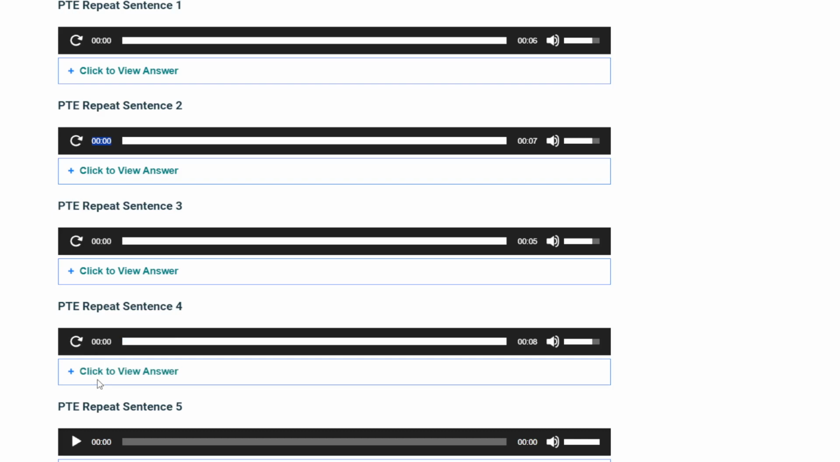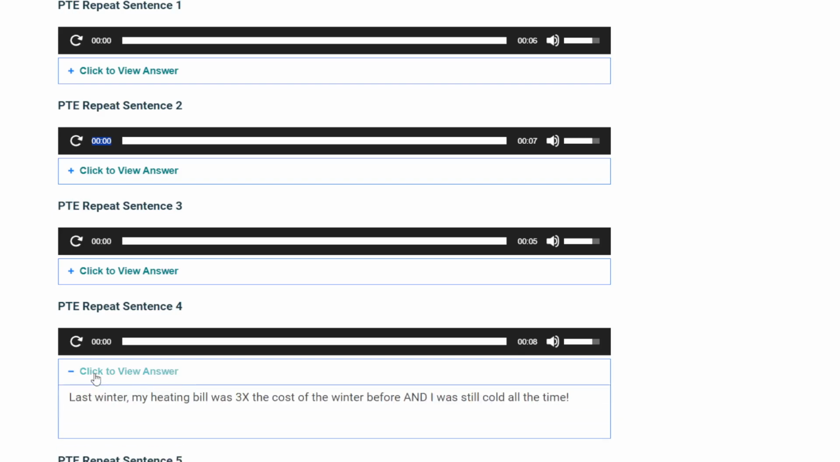Open. 1, 2, 3. Last winter, my heating bill was 3 times the cost of the winter before, and I was still cold all the time.